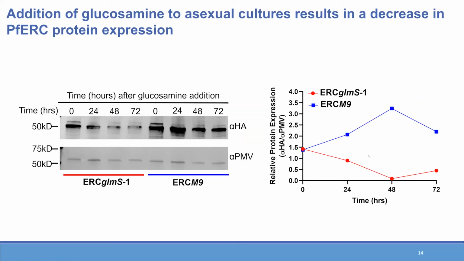We also wanted to determine if in the asexual stages we are achieving knockdown by performing Western blot analysis with the ERK GLMS and M9 lines in the presence of glucosamine. As before, we incubated them over a 72-hour period in the presence of glucosamine. We did indeed see a decrease in ERK protein levels, which is in red, but not in the M9, which is in blue. So that was comforting.